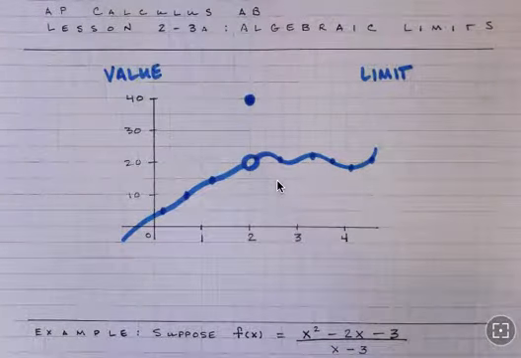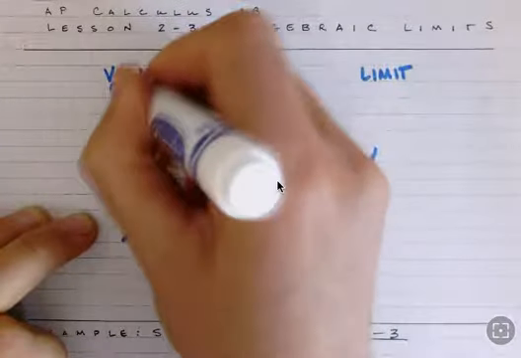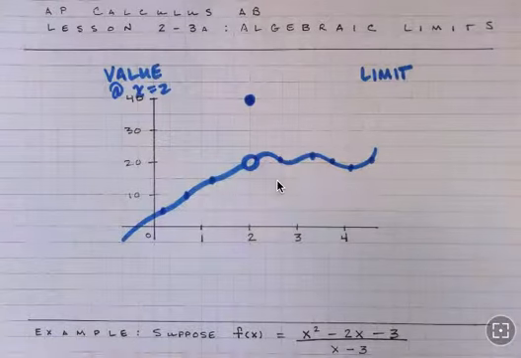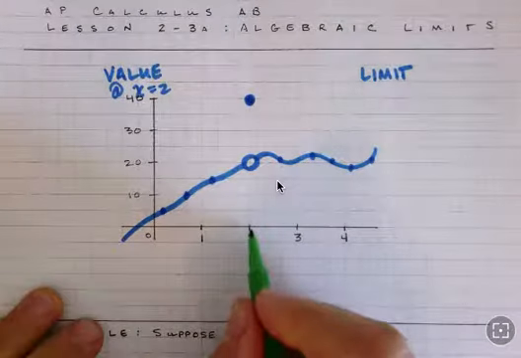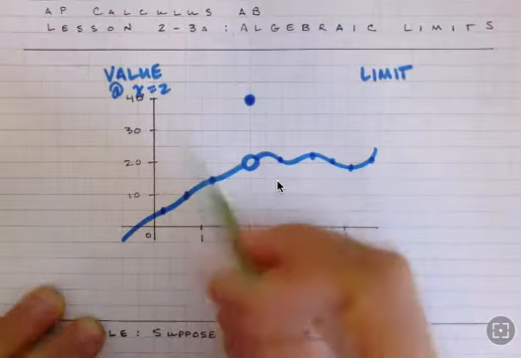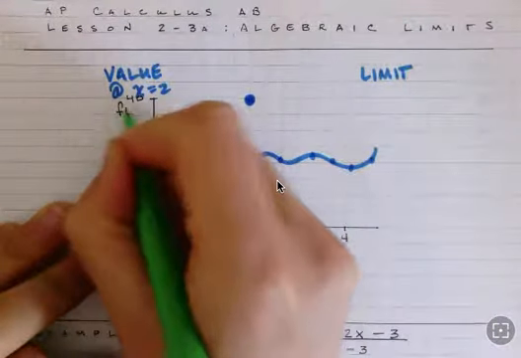So let's begin by talking about the value at x equals 2. The value at x equals 2 is what you get when you plug 2 into the function. And if you plug 2 into the function here, the point that pops out is 40. So the value would be 40. f of 2 equals 40.